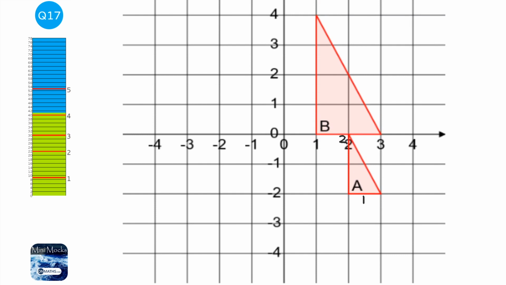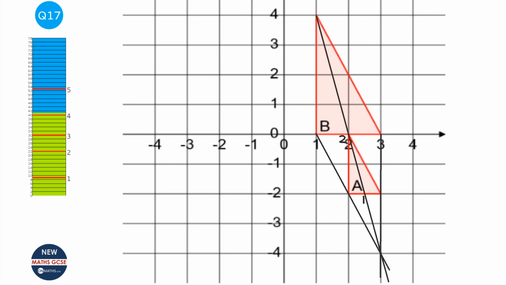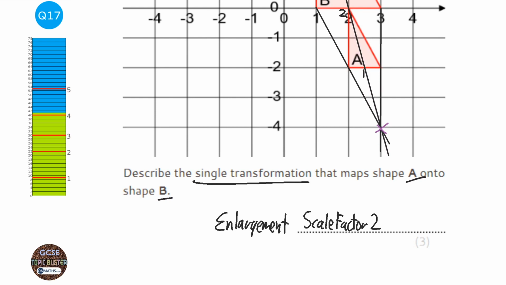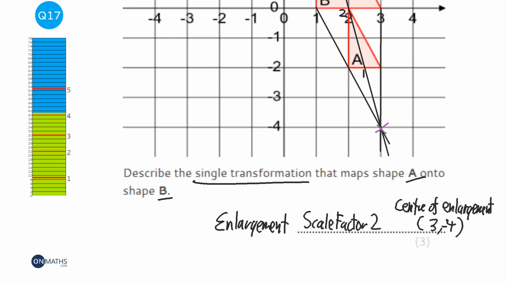Now, last thing we need to do is the centre of enlargement. And to do that, you get a ruler and you join up all of the points but carry them on. So I'm joining up the bottom left ones, I'm joining up the bottom right ones, and I'm joining up the top left ones. You notice that they all cross over at this point here, and that's called our centre of enlargement. So let's just check where that is. Okay, so the centre of enlargement is 3, minus 4.